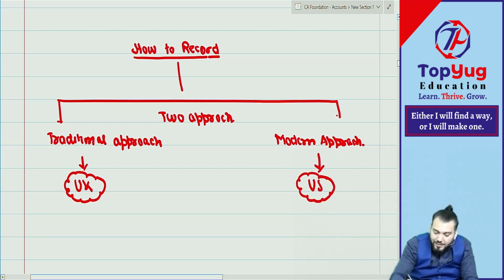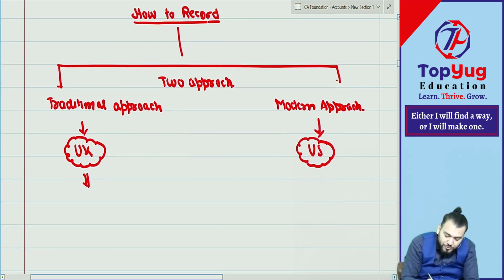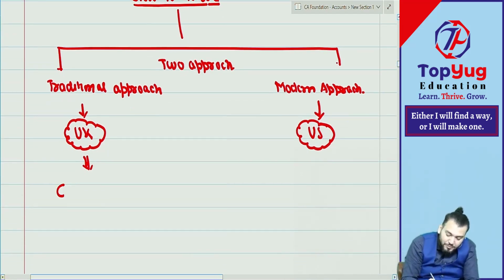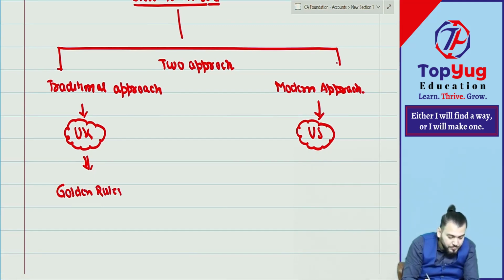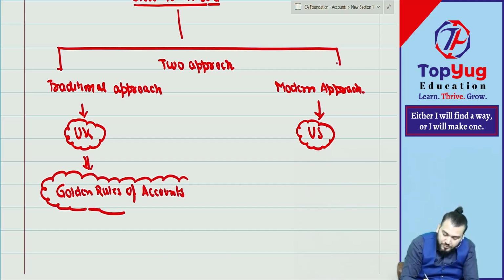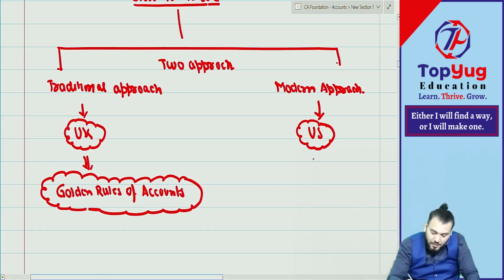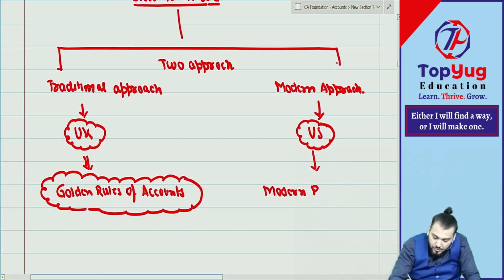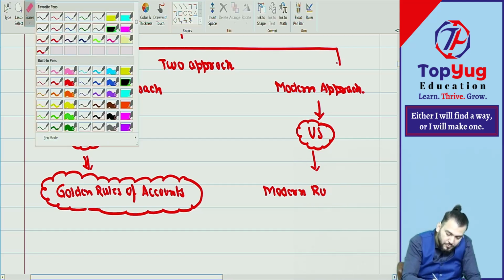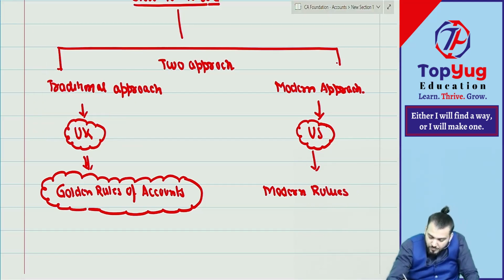US means America. Now this traditional approach, whatever rules have been given for recording, is known as the golden rules of accounts. Understood? Correct? And this will be known as the modern rules of accounts. Understood this point?